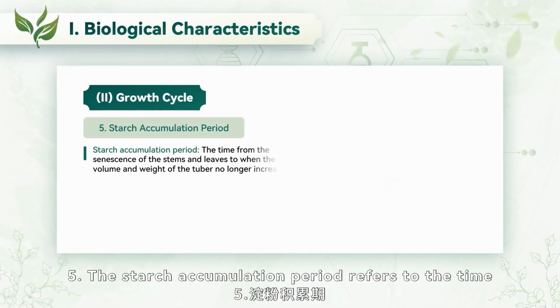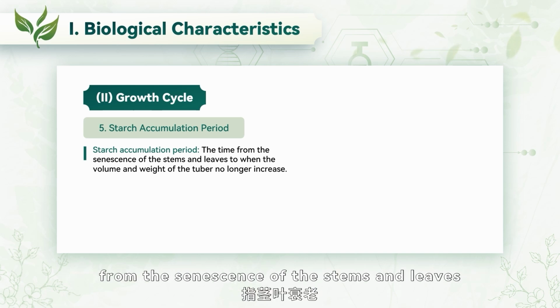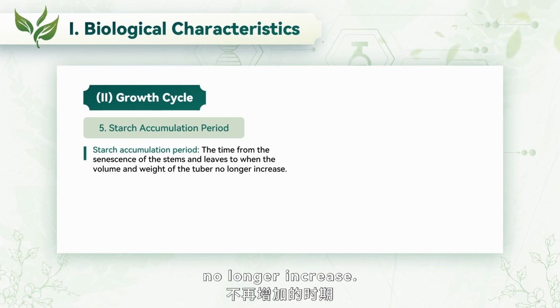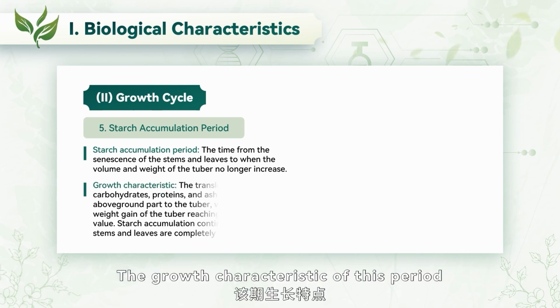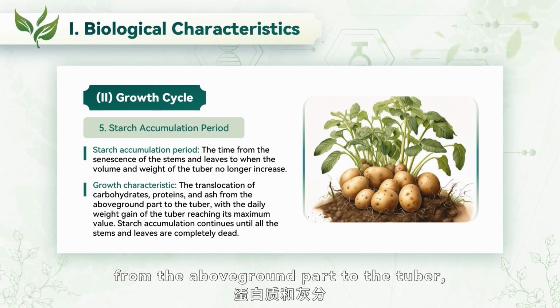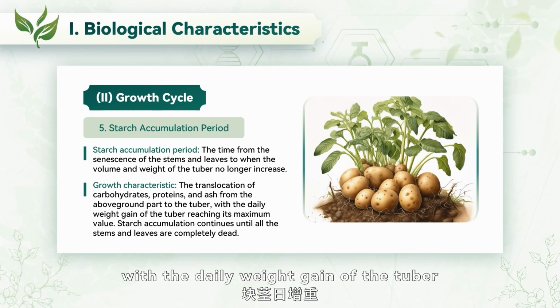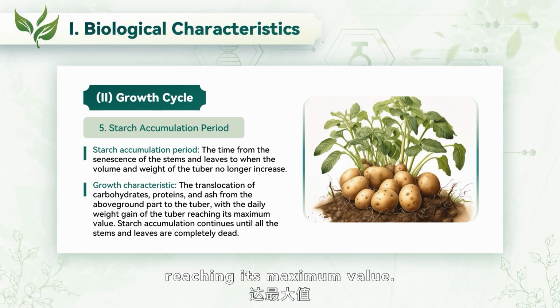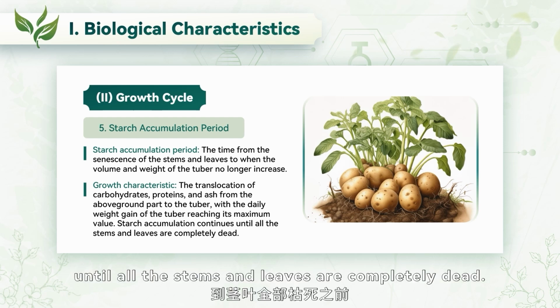5. The starch accumulation period refers to the time from the senescence of the stems and leaves to when the volume and weight of the tuber no longer increase. The growth characteristic of this period is the translocation of carbohydrates, proteins, and ash from the above-ground part to the tuber, with the daily weight gain of the tuber reaching its maximum value. Starch accumulation continues until all the stems and leaves are completely dead.